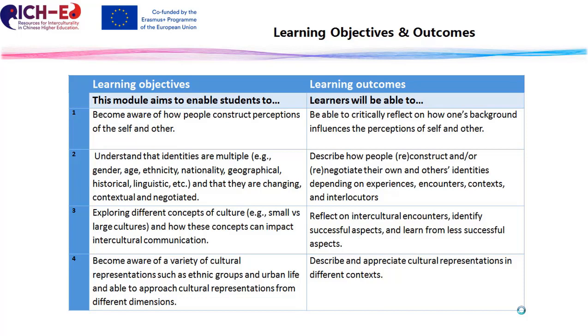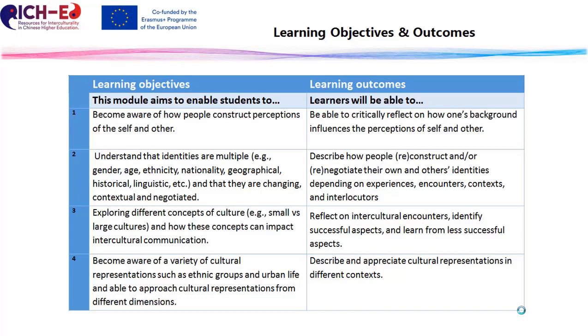In our module, we have 4 learning objectives and learning outcomes. Firstly, this module aims to enable students to become aware of how people construct perceptions of the self and other, and learners will be able to critically reflect on how one's background influences perceptions of self and others.